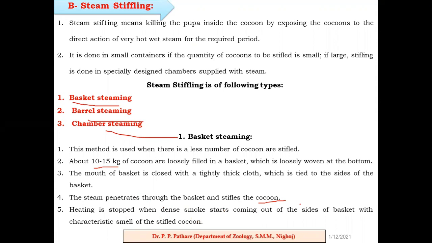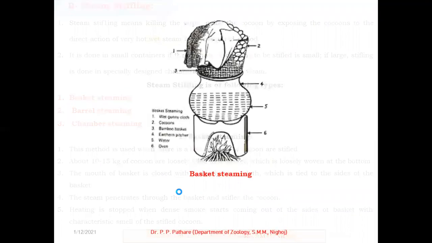Another signal to stop the heating is a characteristic smell, that is the boiling smell of cocoon. One particular smell is released after 25 minutes, that is half an hour. You can stop your heating. So after this process you can stipple whatever amount of cocoon is kept in your basket.